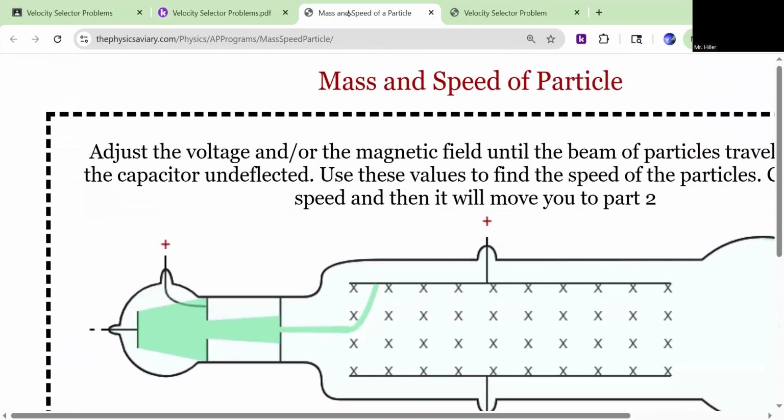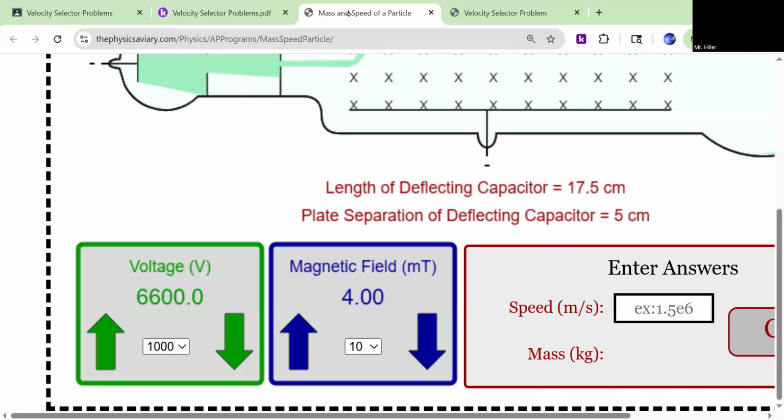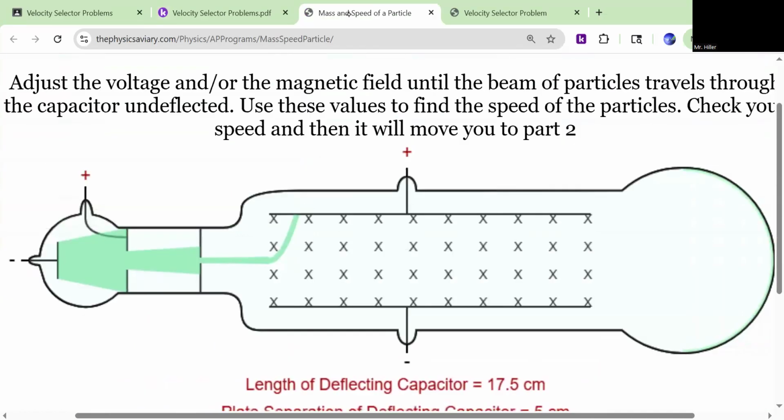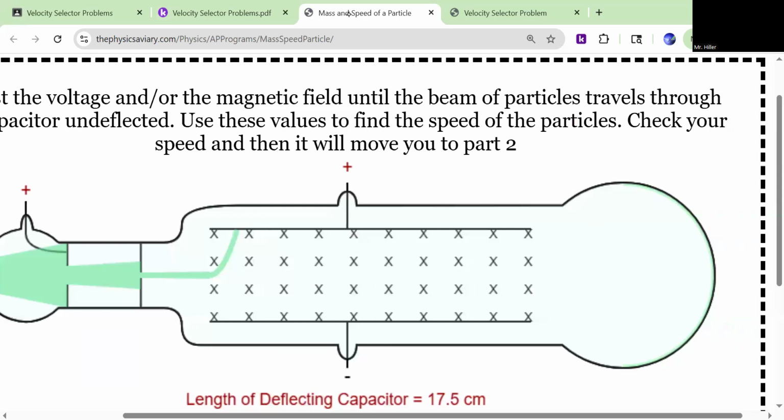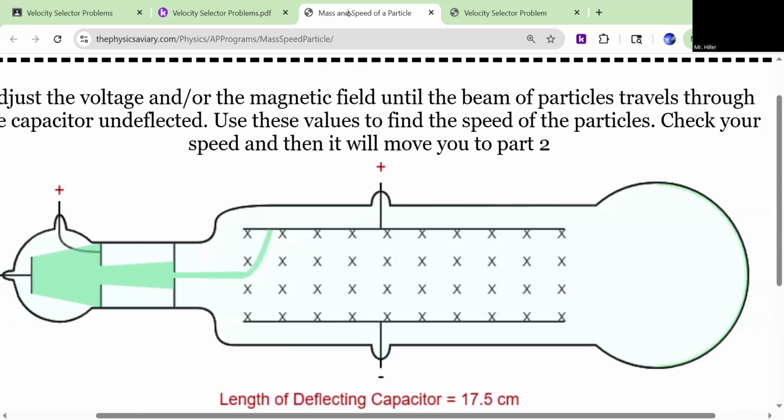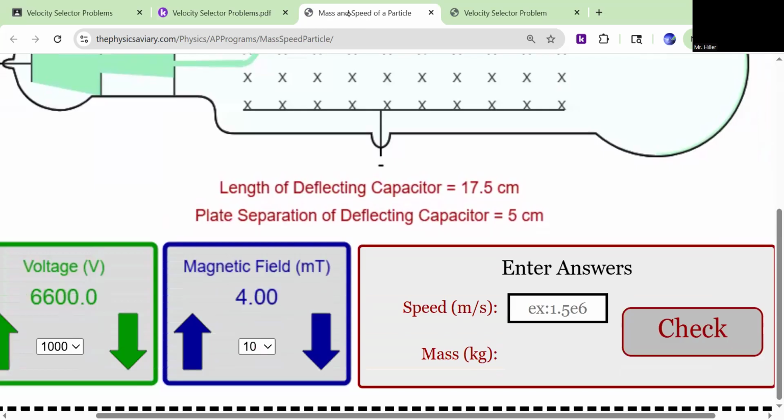Okay, and what you're going to be given, now what you have to do, it says adjust the voltage and/or the magnetic field until the beam of particles travels through the capacitor undeflected. Use these values to find the speed of the particles. Check your speed, and then you'll use that to move on to part two.